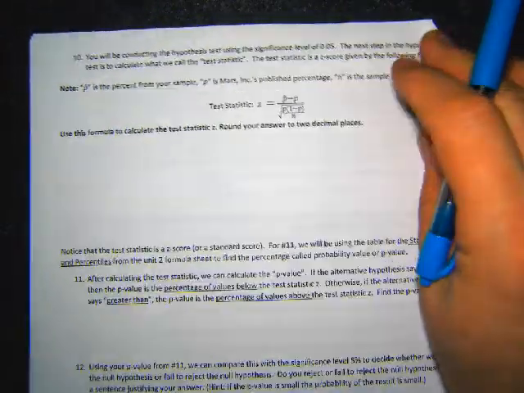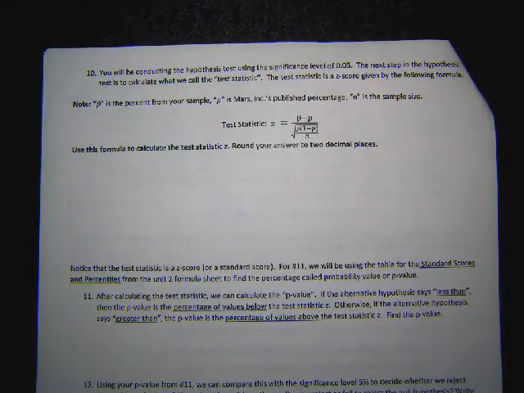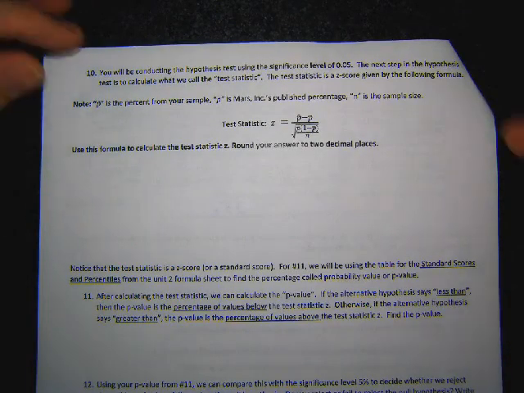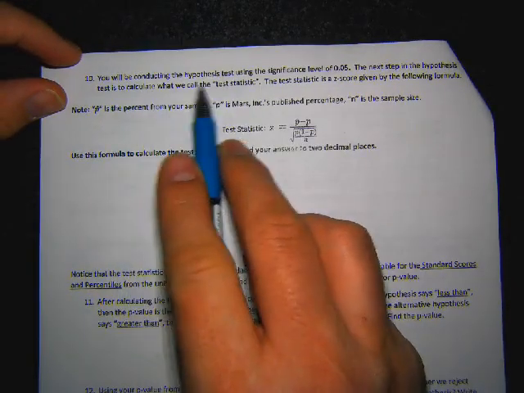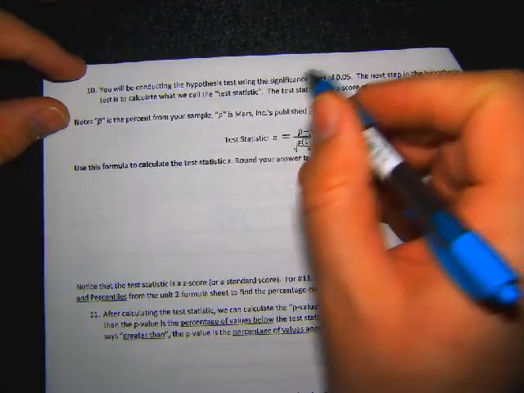Okay, so now we got to test this hypothesis. We got to see, can we reject the null equality, and can we prove the alternative that it actually is less than in my case. So to do this hypothesis test, we're going to test it at the significance level of 5%.